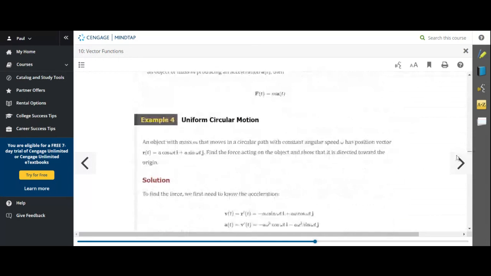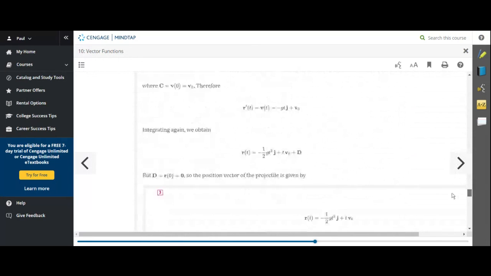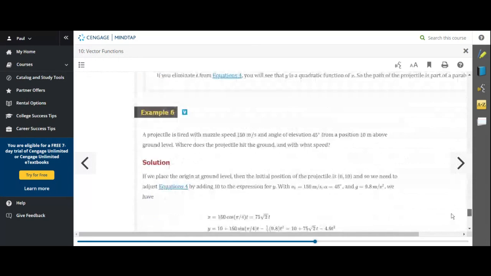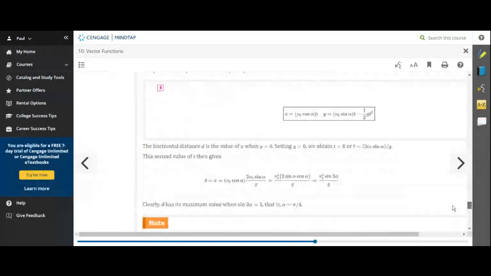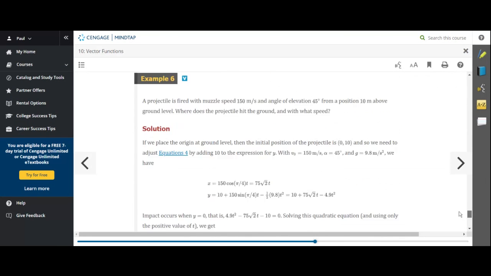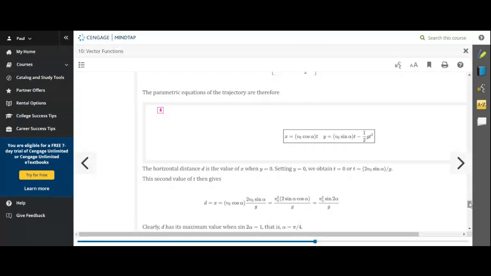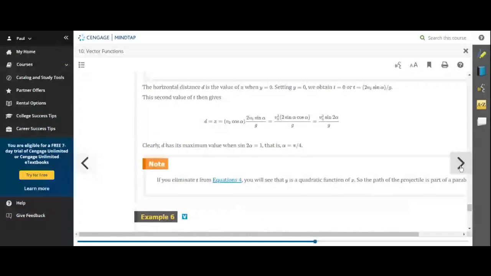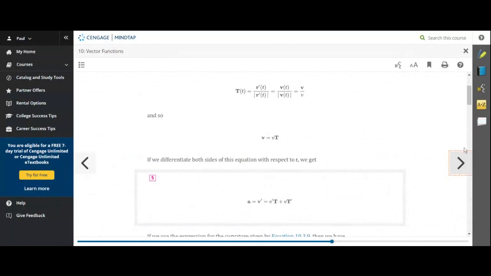But a thing I want to show you here is, let me see, one moment, class. I want to find the example here. Sorry, let's get over here.